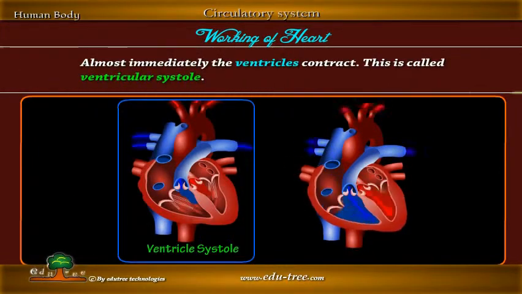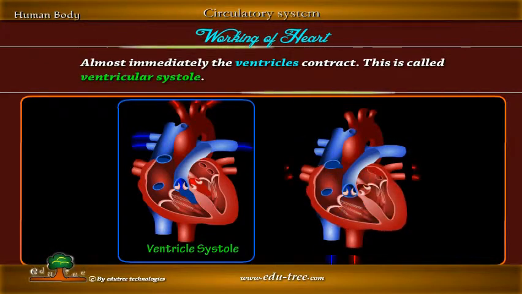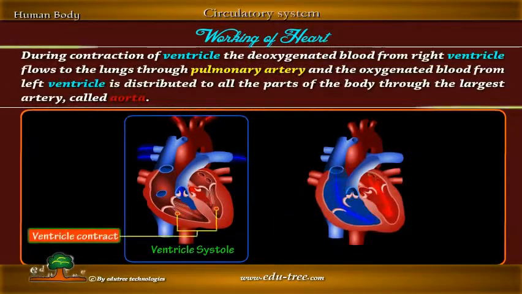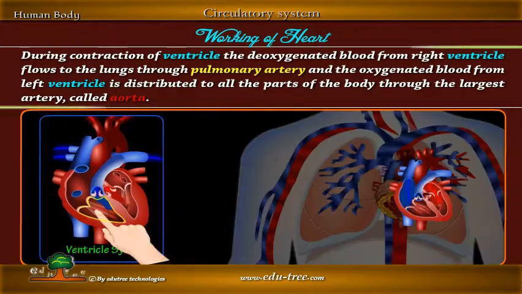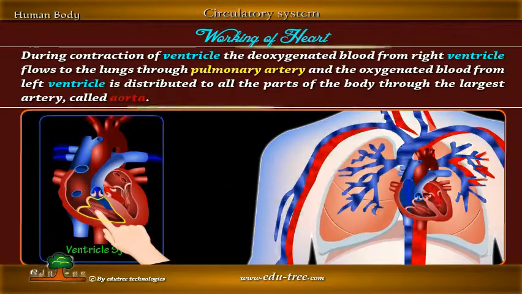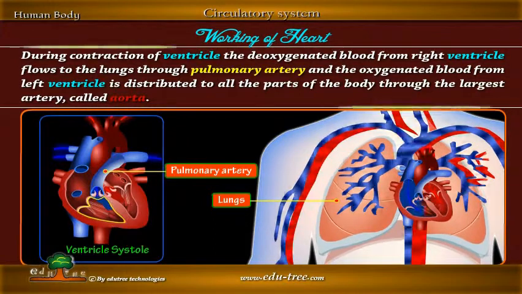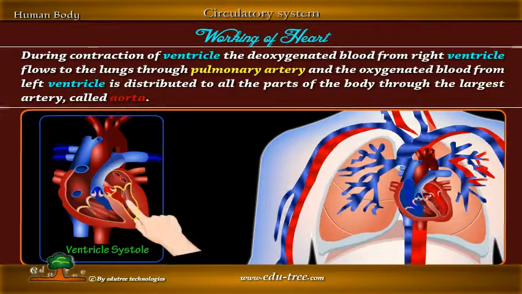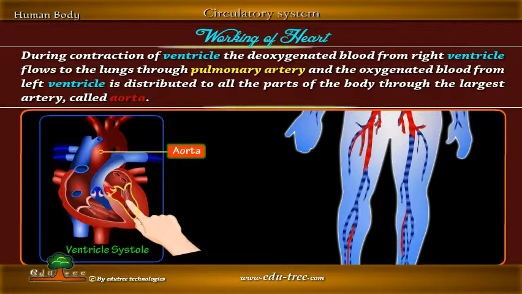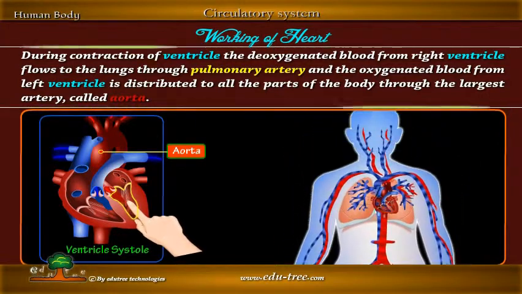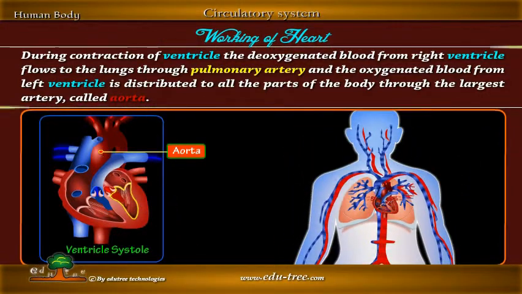Almost immediately the ventricles contract. This is called ventricular systole. During contraction of ventricle, the deoxygenated blood from right ventricle flows to the lungs through pulmonary artery, and the oxygenated blood from left ventricle is distributed to all the parts of the body through the largest artery, called aorta.